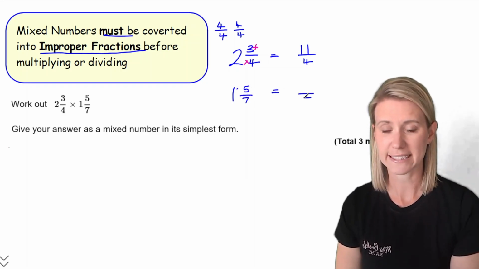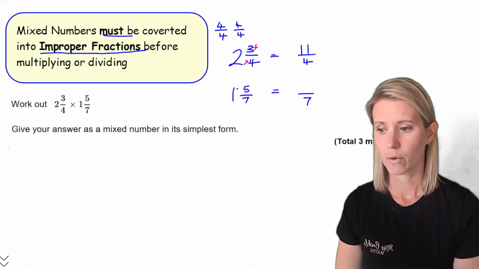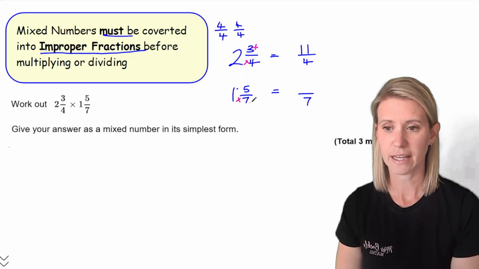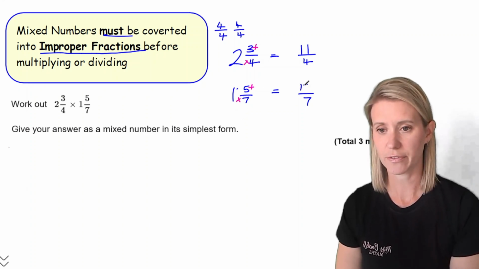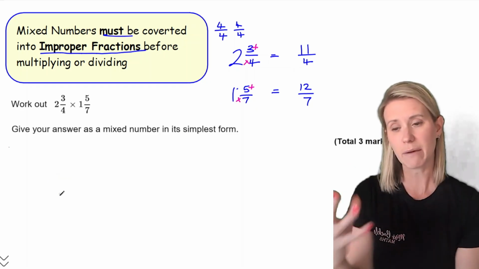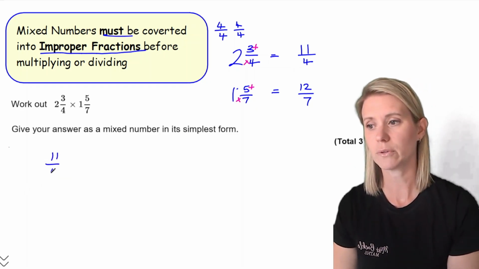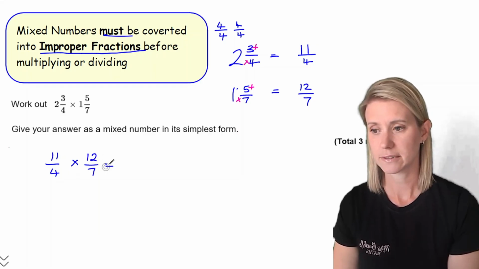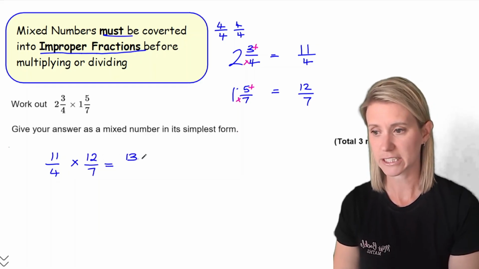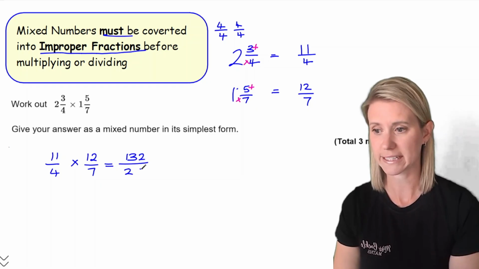Right, next 1 5/7. Keep the denominator the same. 1 lot of 7 is 7. Add your 5 on the top, makes 12. 12/7 is 1 and 5/7. So now we've got our two new fractions. We're doing 11 quarters and we're multiplying it by 12/7. 11 times 12 is 132 and 4 times 7 is 28.